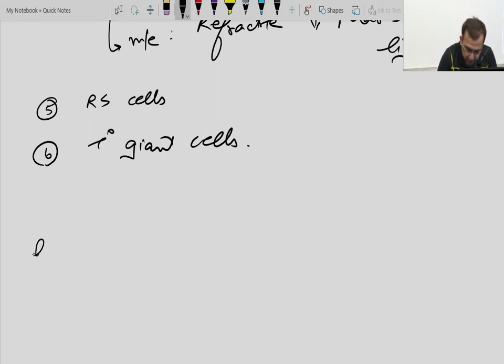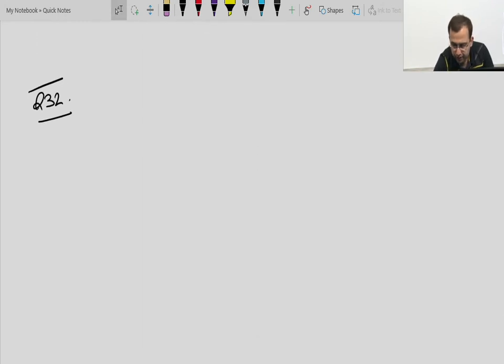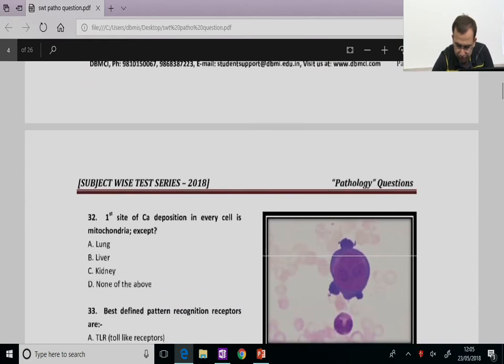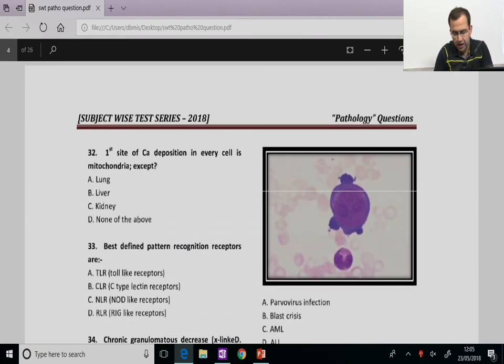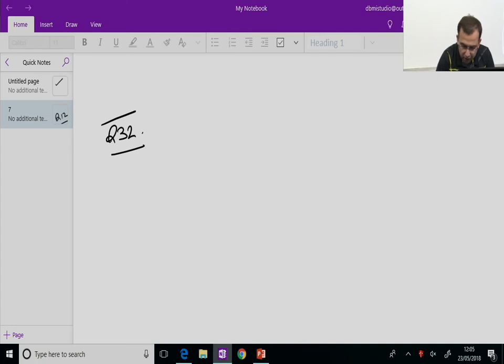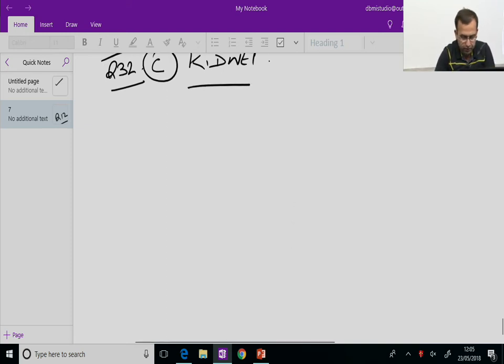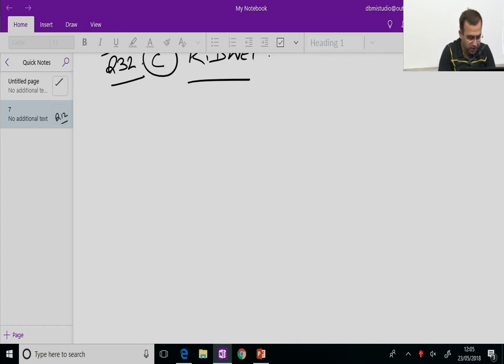This gets us to the next question, question number 32. The first site of calcium deposition in every cell is mitochondria, except in kidney. This is a factual question.